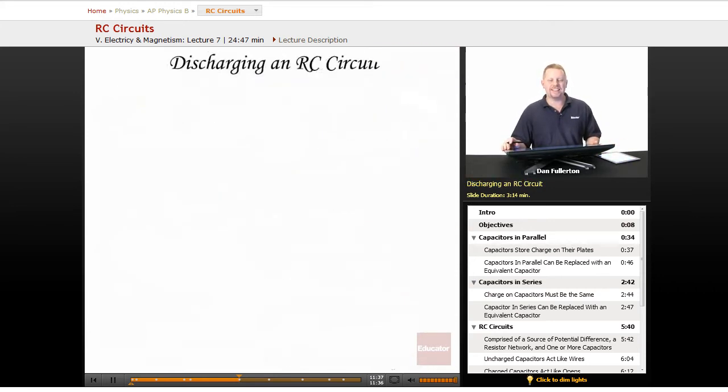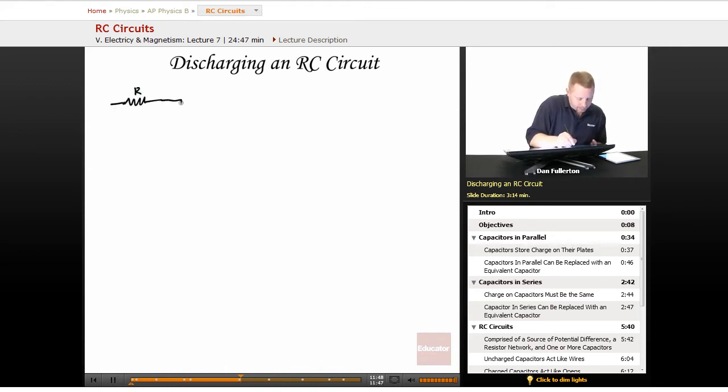How about when you want to discharge an RC circuit? Well, now we're going to pull that battery out of our circuit. We're going to have our resistor, R. We'll start off with a charged capacitor. We'll have our switch.